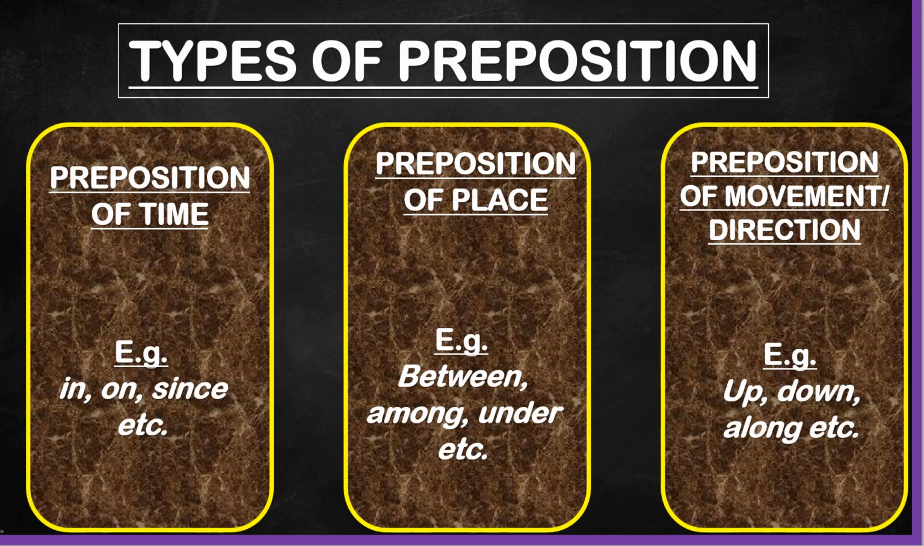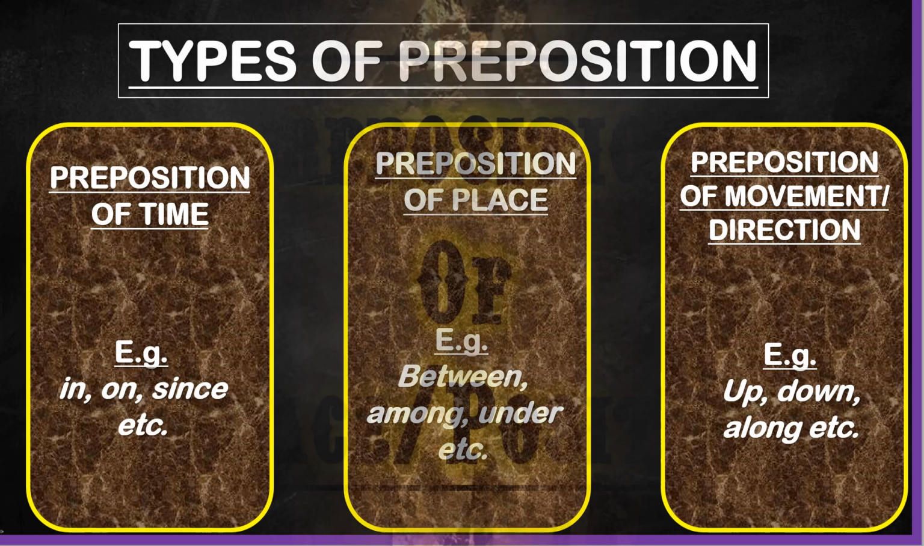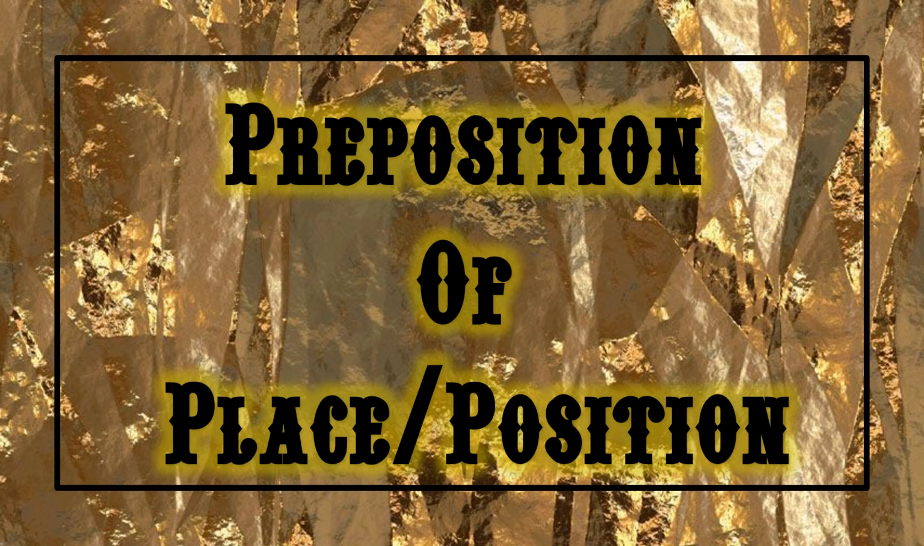So having understood a general idea of what is a preposition, now let's delve into the different types of prepositions. Broadly, there are three types into which you can categorize prepositions: preposition of time, place, and movement or direction. Let us now have a look at the preposition of place or position.